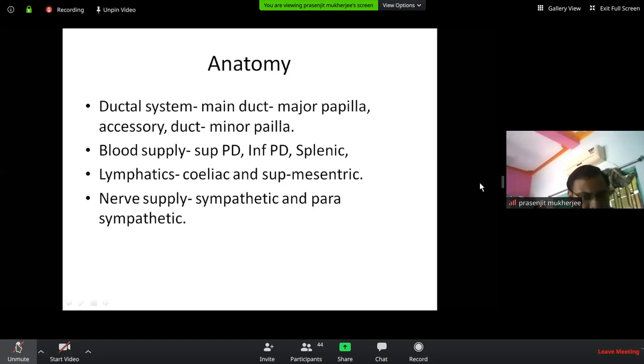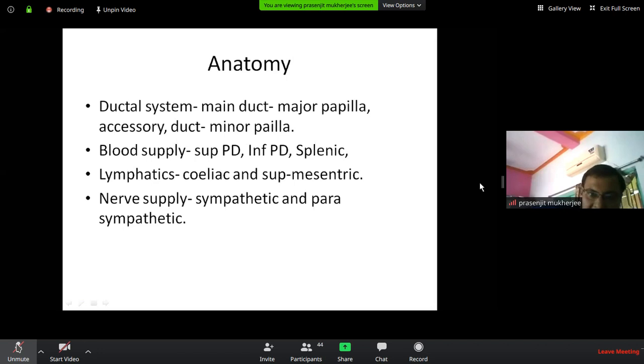Next is the head part. The upper part of the head is mostly supplied by the superior pancreaticoduodenal artery, which is derived from the celiac artery. The inferior part of the head of the pancreas gets its blood supply from the inferior pancreaticoduodenal artery, but it is a branch of the superior mesenteric artery. So the pancreas gets blood supply from both the celiac artery of the foregut as well as the arteries of the midgut.